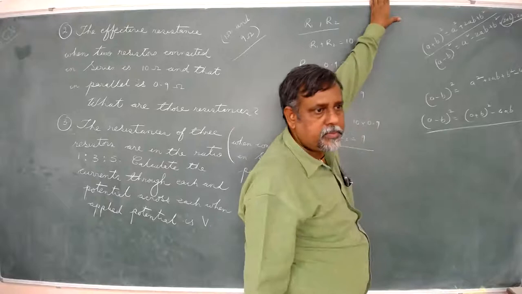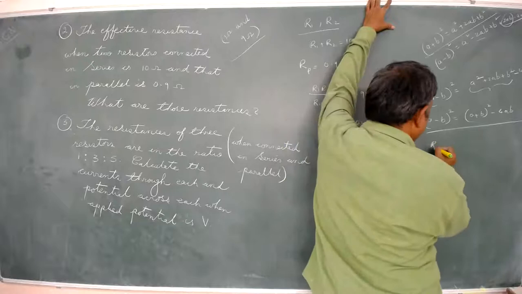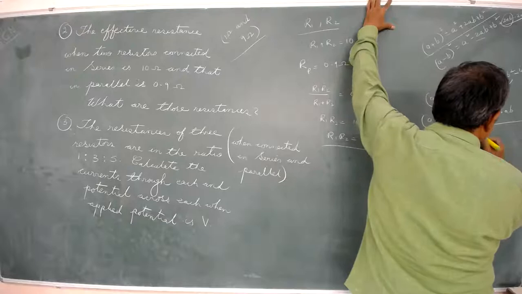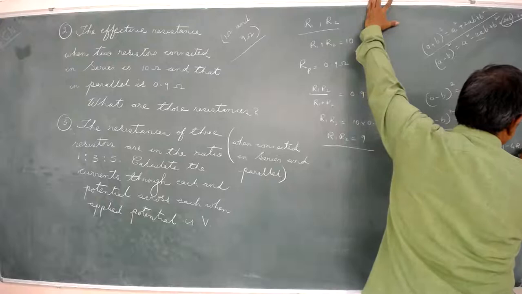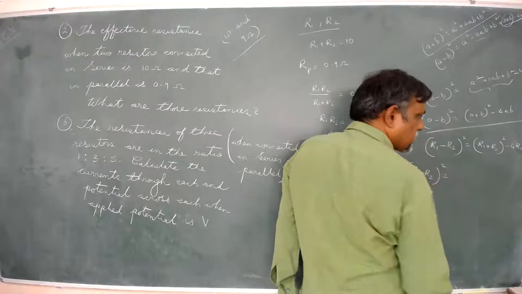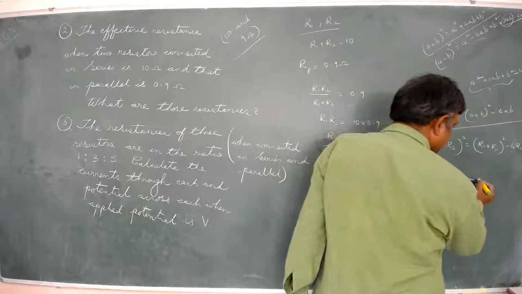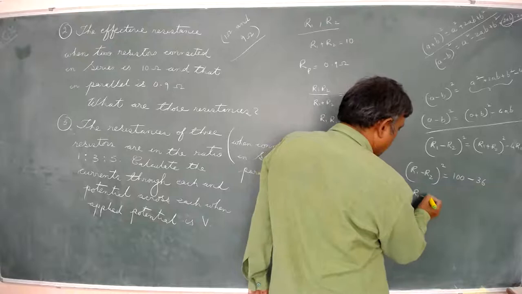What is this here? A plus B whole square minus 4AB. In that way, R1 minus R2 whole square is equal to R1 plus R2 whole square minus 4AB. 4AB means 4 R1 R2. Now, R1 plus R2 whole square, how much? R1 plus R2 is 10, so 10 square is 100. 4 into R1 R2, how much? 9 into 4 is 36. So R1 minus R2 whole square is equal to 64.